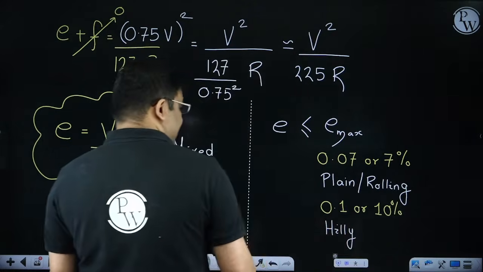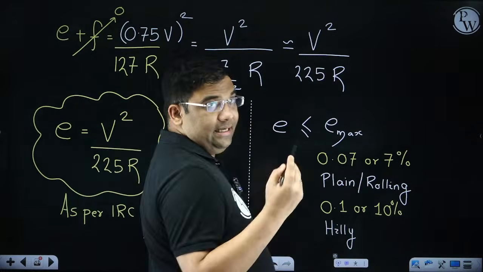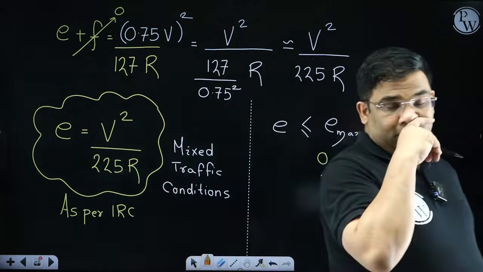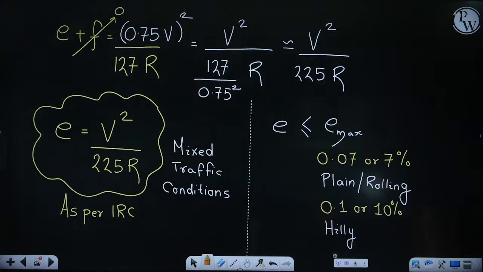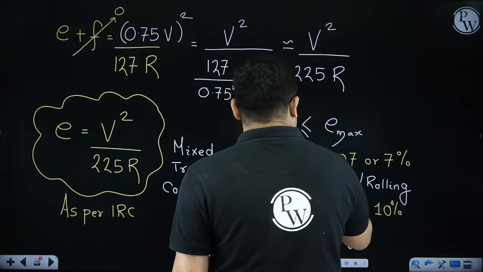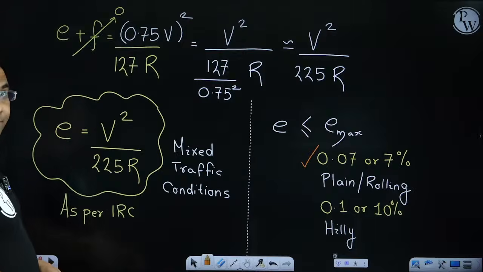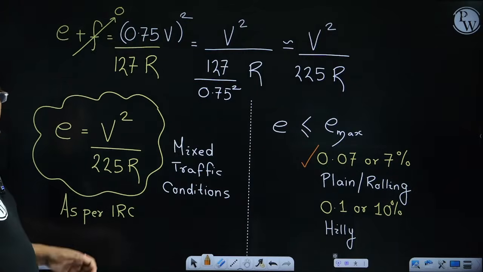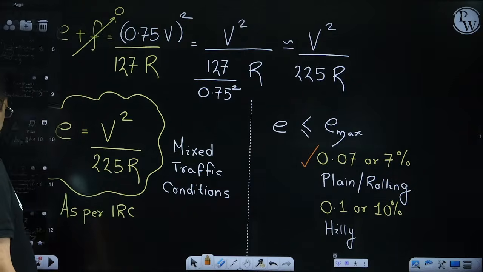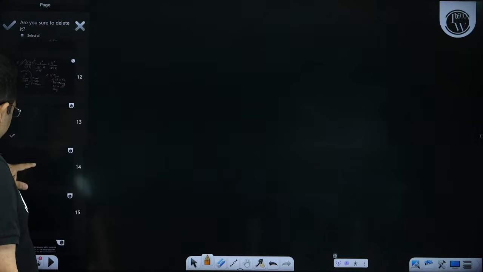Hilly terrain. Now, if it is not mentioned in the question that it is hilly terrain or plain terrain or rolling terrain, we will always assume plain terrain. So, if it is not mentioned in the question, we will always assume what? Plain terrain. So, let us solve a few questions so we get an understanding of what type of questions they will ask in the examination.